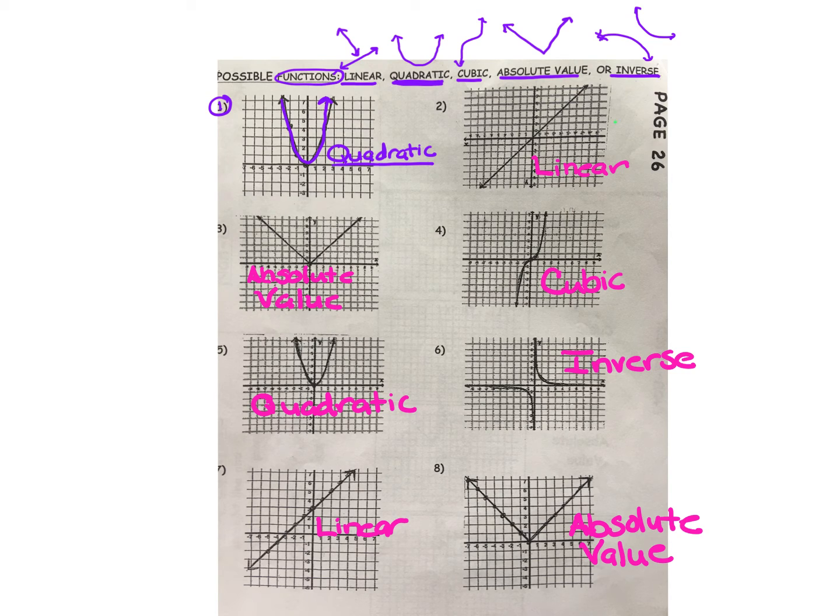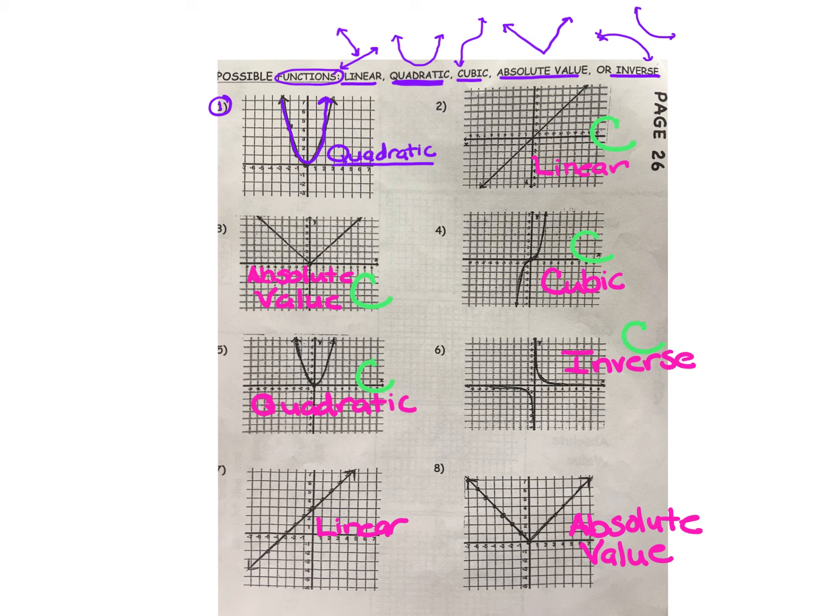Number 2 is a straight line. It's linear. Number 3 is V-shaped. Give yourself a C if you wrote absolute value. Number 4 is a cubic function. Give yourself a C if that's correct. Number 5 is quadratic. Give yourself a C.